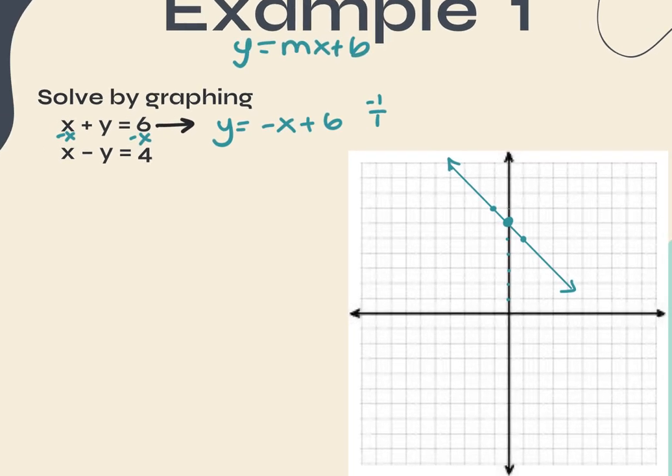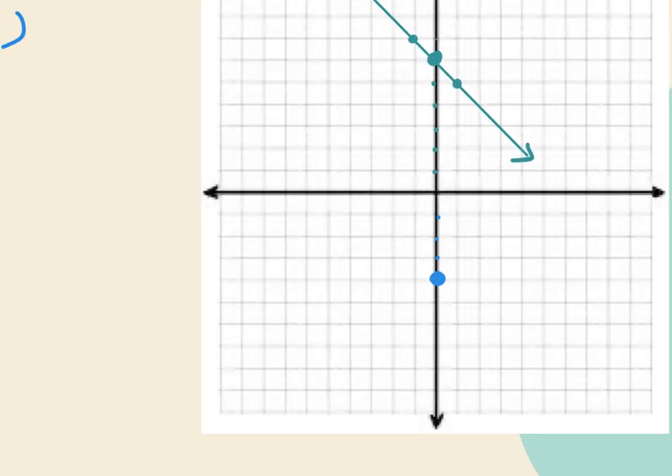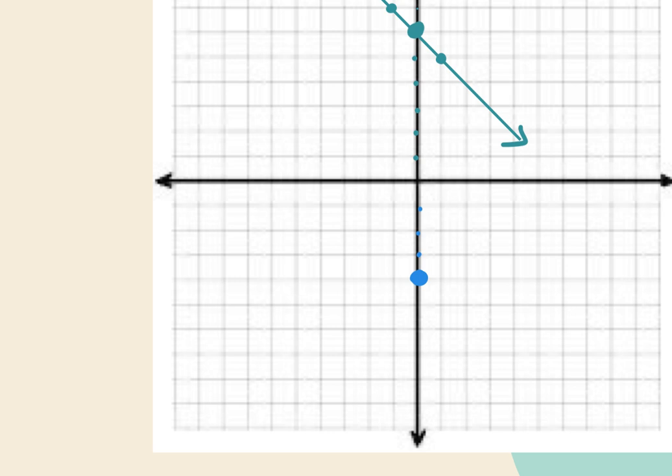The second one, again, I want to solve for y. So if I subtract the x, I'd get negative y equals negative x plus 4. And then it's got to be a positive y, so either divide or multiply by negative 1. And I get y equals x minus 4. So my b is negative 4. And I go up 1 and to the right 1, or down 1 and to the left 1.